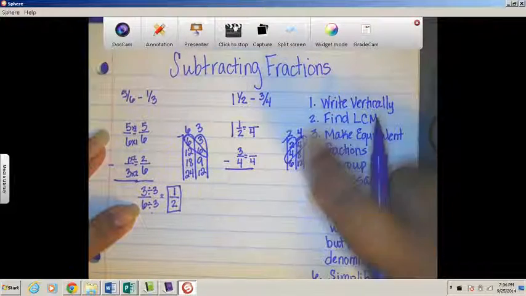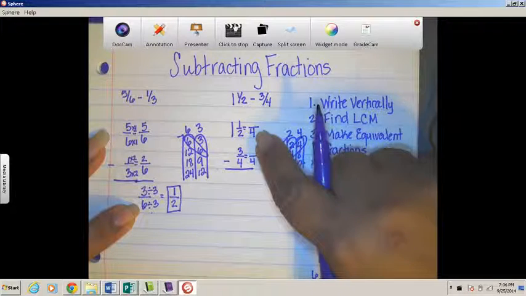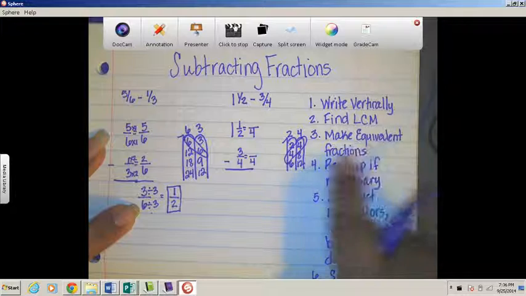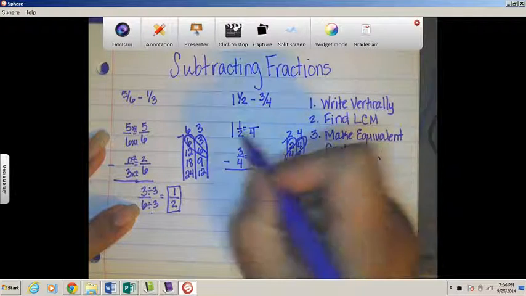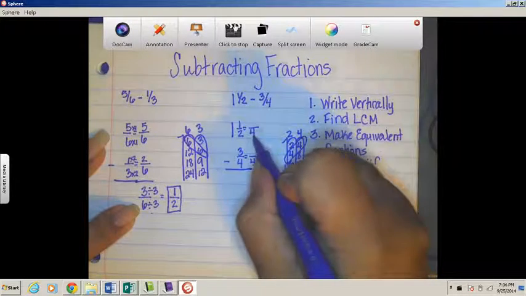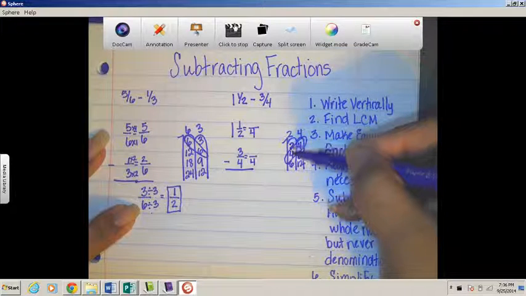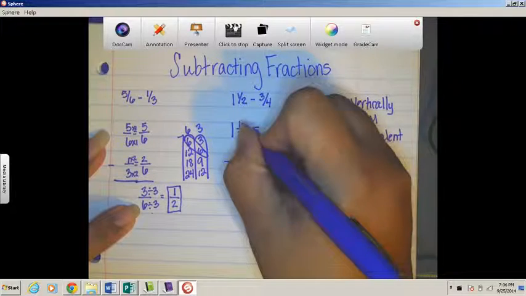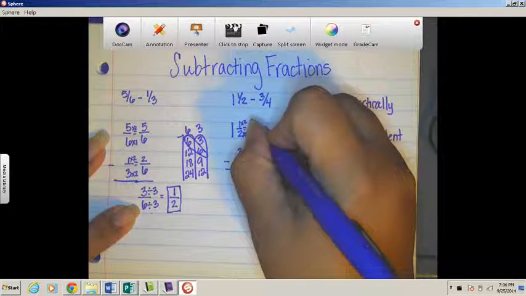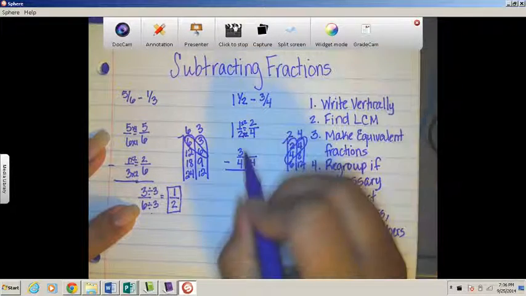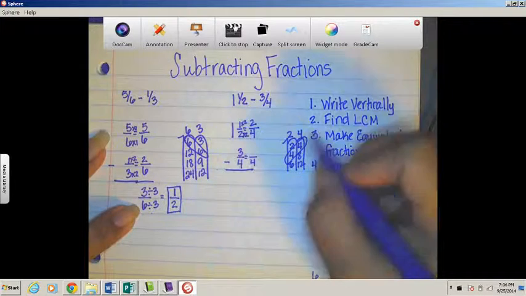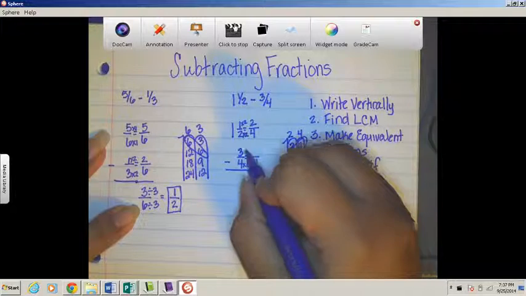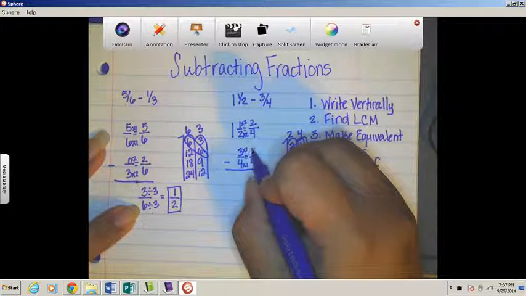The number that I circle here is the number that I'm going to place in my denominator. Now I have to make equivalent fractions. 2 goes into 4 two times. 2 times 2 is 4. 1 times 2 is 2. 4 goes into 4 one time. 4 times 1 is 4. 3 times 1 is 3.